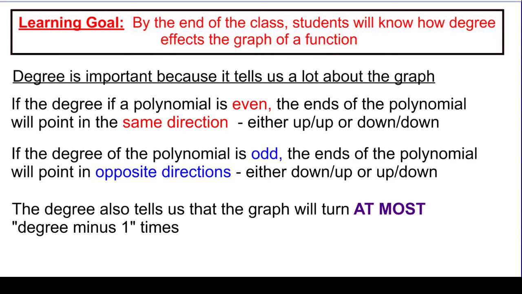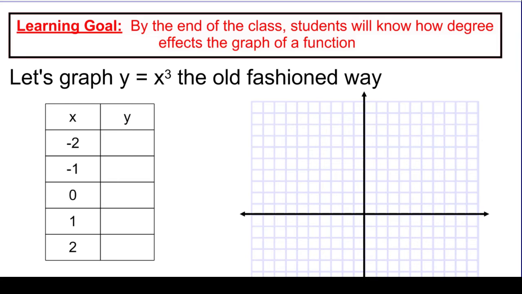So what we're going to do now is look at one of those polynomials the old-fashioned way first, and that is just using a table of values, plugging in, graphing, and seeing what it looks like. In this example, I created a bunch of x values. We're going to graph the parent function y equals x cubed and see what it looks like.